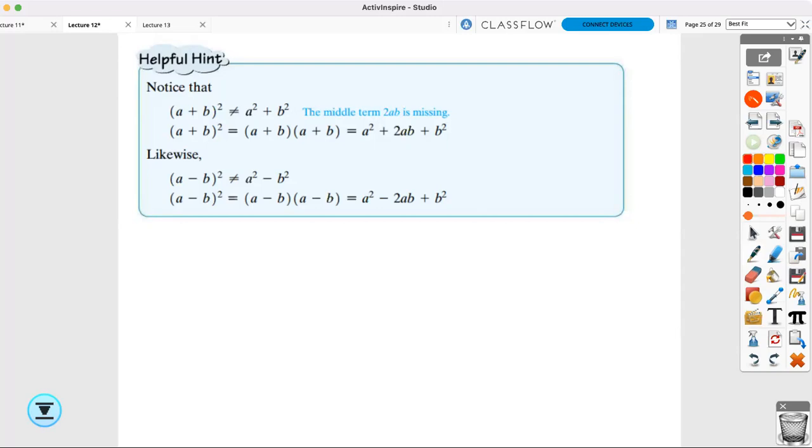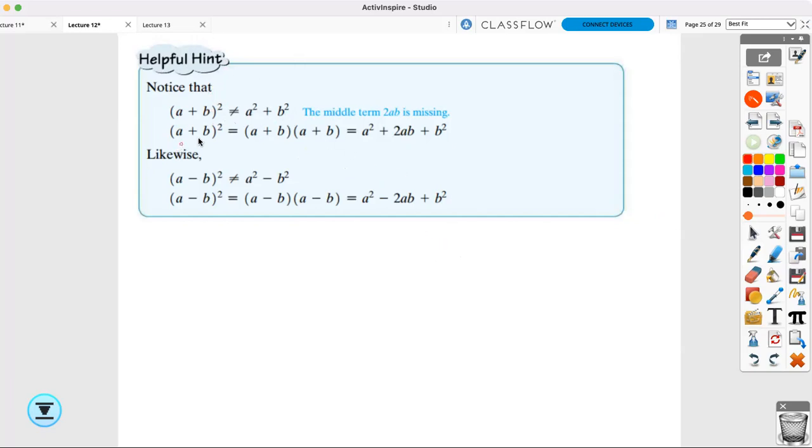All right, all right. The reason why I'm including this helpful hint, guys, is that a lot of the biggest misconceptions or confusion is when people say a plus b squared, they automatically think the square goes to the a and to the b, and it's a squared plus b squared. But it's not the case.